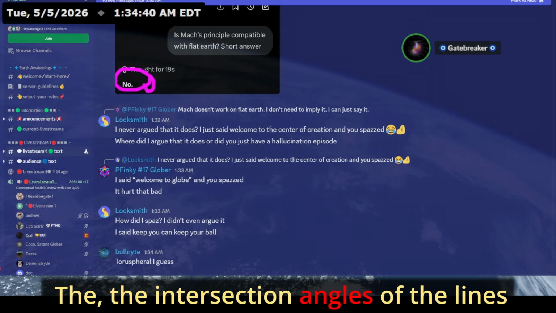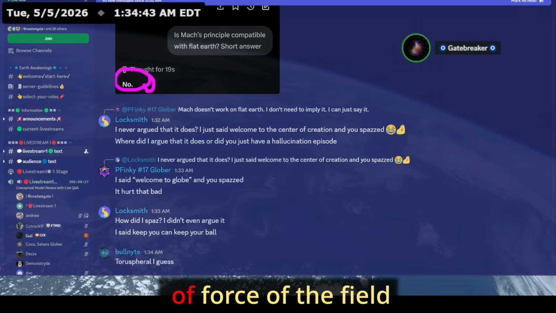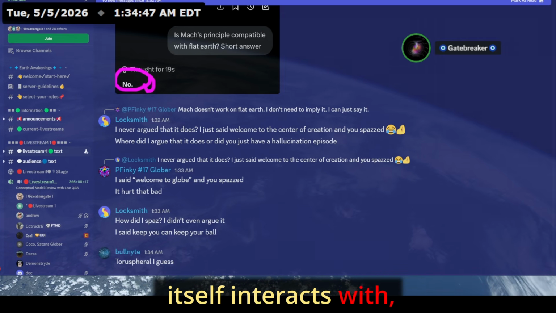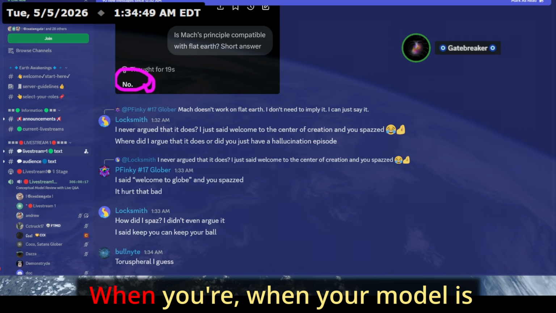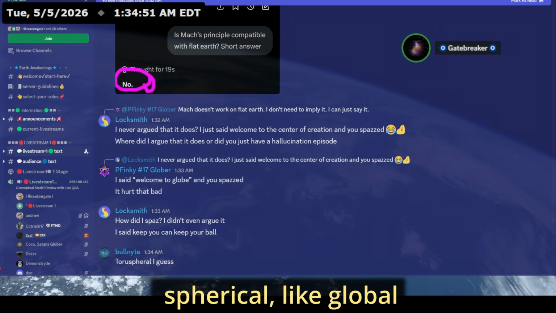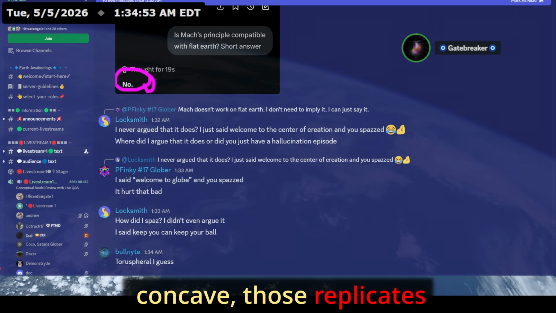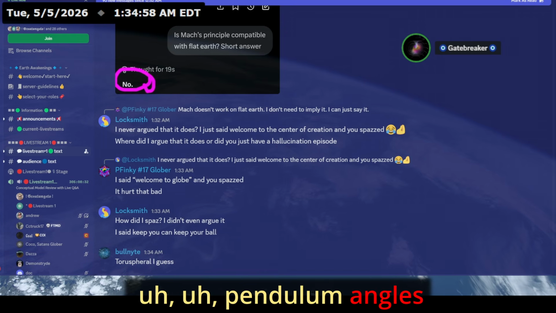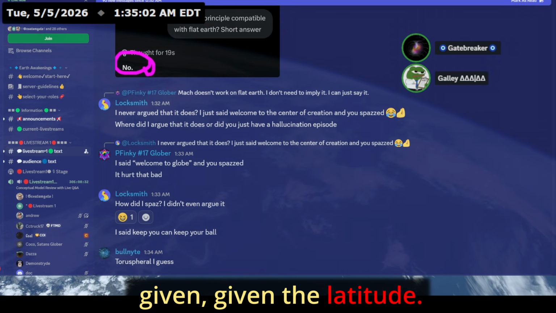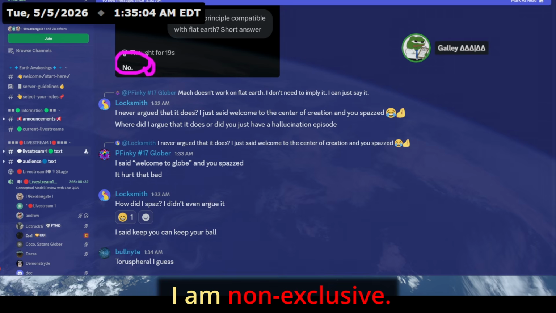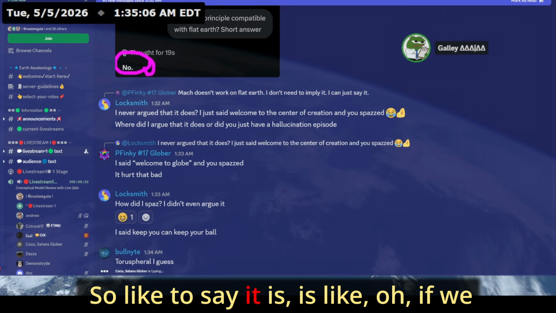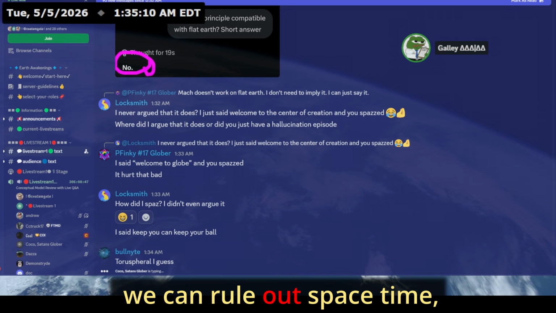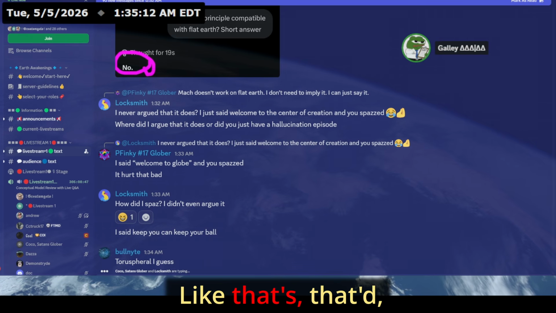The intersection angles of the lines of force of the field itself interact with the surface. When your model is spherical, like globe or concave, those replicate your pendulum angles given the latitude. Claims are non-exclusive. So to say, oh, if we put it in a vacuum, then we can rule out space-time, right? That'd be ridiculous.